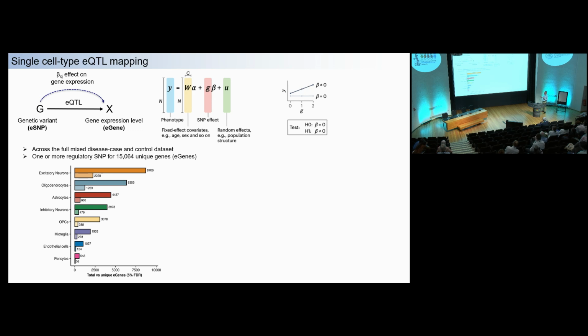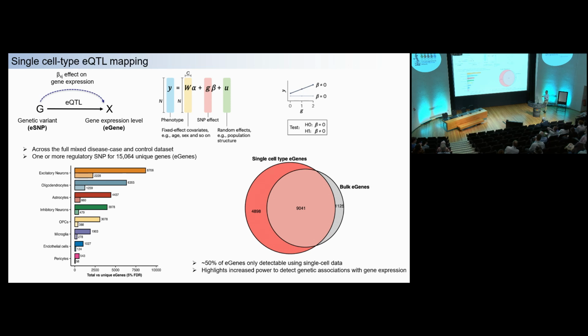And across the full mixed disease case and control cohort, we found one or more regulatory variant for over 15,000 genes. And here on top is the total number of eGenes for a particular cell type, and shown below that are the number of eGenes that were specific for that specific cell type and not found in other cell types.